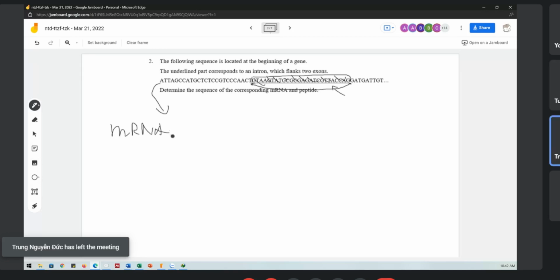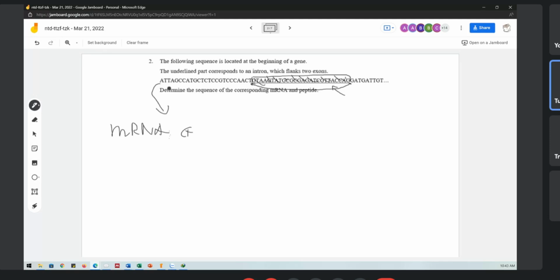So use the same as DNA, but T will be replaced with U. T with A, a G with C, and C with G. So what you mean that you convert the A into U? Okay, okay. So why did you do the complement step here? Why did you do that?